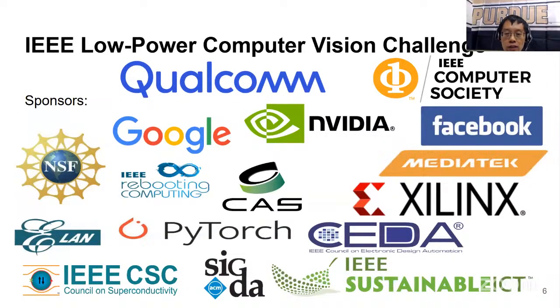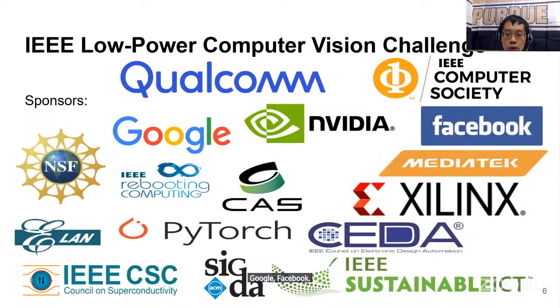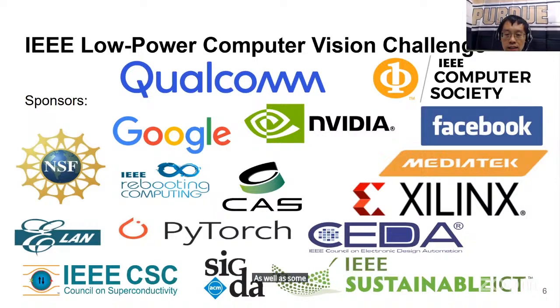We are very fortunate to have many sponsors over the years. This includes the National Science Foundation of the United States, Google, Facebook, NVIDIA, Qualcomm, multiple societies of the IEEE, and the Special Interest Group of Design Automation in ACM, as well as some other companies such as Xilinx, MediaTek, and Elan Electronics.